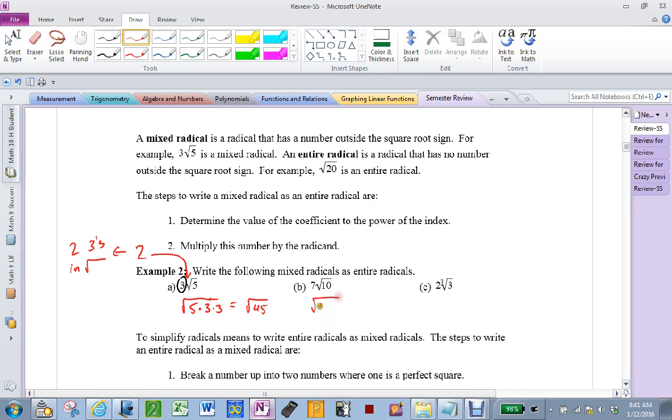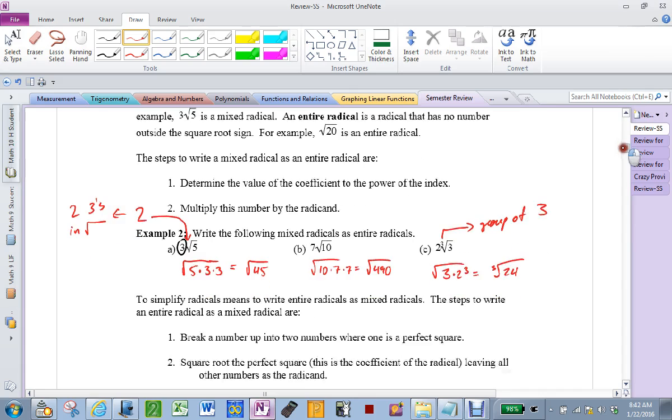This one is the root of 10 times 7 times 7, which is root 490. What is different here? It's a 3. Root of 3. Of course, you can do a shortcut. That index, you know, is also an exponent. So that is the root of 3 times 2 cubed. 2 cubed is 8. 8 times 3 is the cubed root of 24. Does everybody remember radicals? Yeah. Awesome possum.